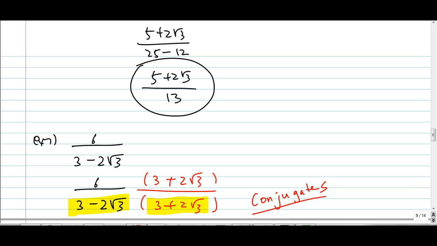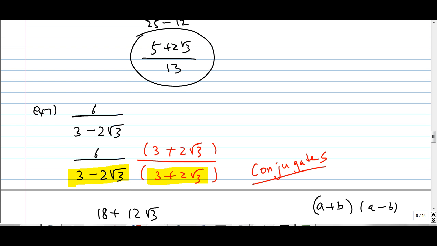So who can tell me what I get on the numerator? If I multiply 6 times 3 plus 2 rad 3, what do I get there? Sherry? 18 plus 12 rad 3. 18 plus 12 rad 3 is correct. Now, what about the bottom part? The denominator then becomes what?